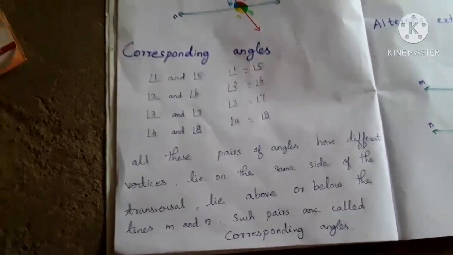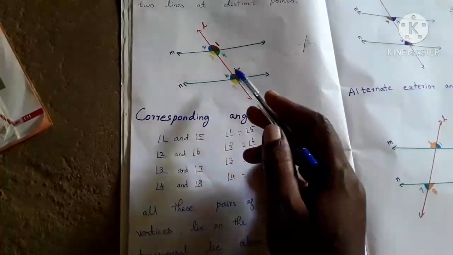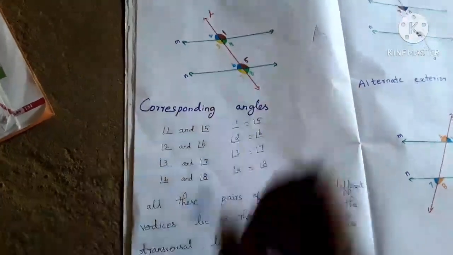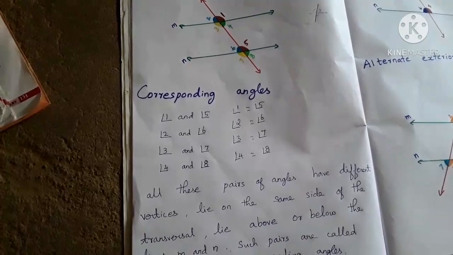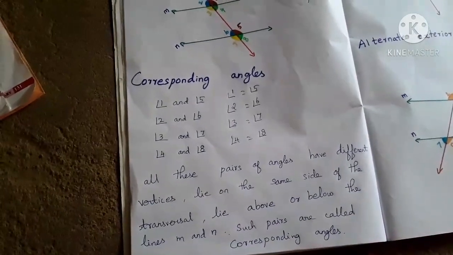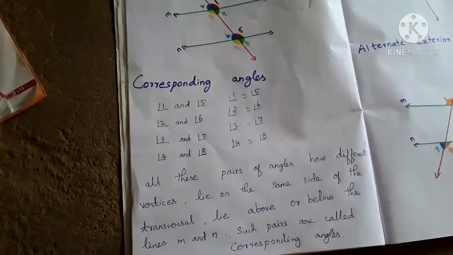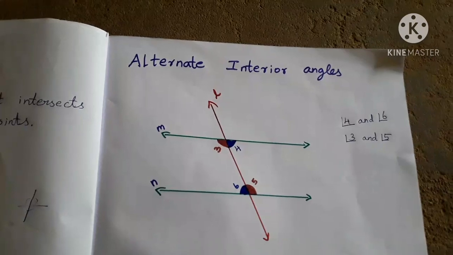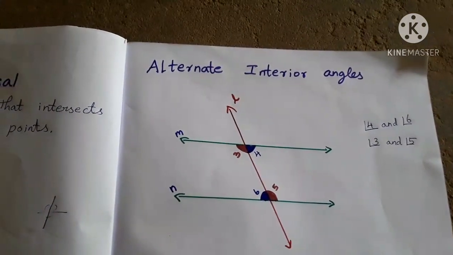So what are corresponding angles? What are the pairs? They lie on the same side of the transversal and above or below the lines. Those pairs are called corresponding angles. Next we will see the alternate interior angles. What is an alternate interior angle?